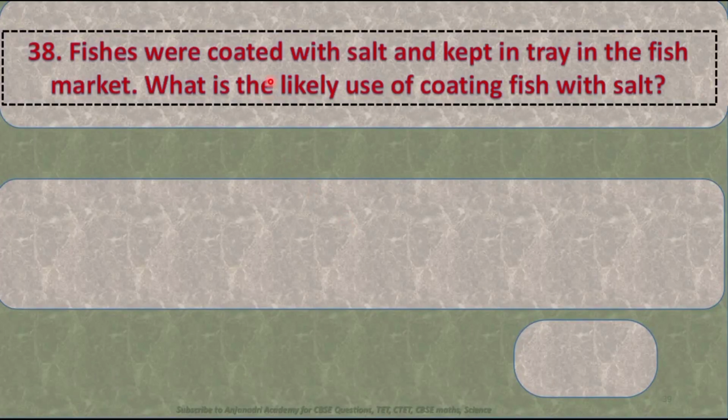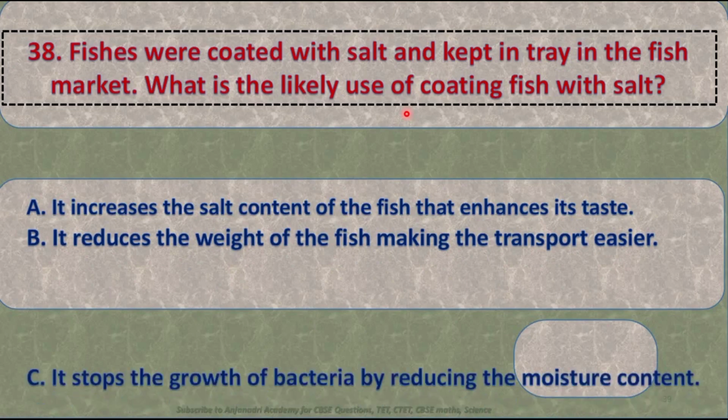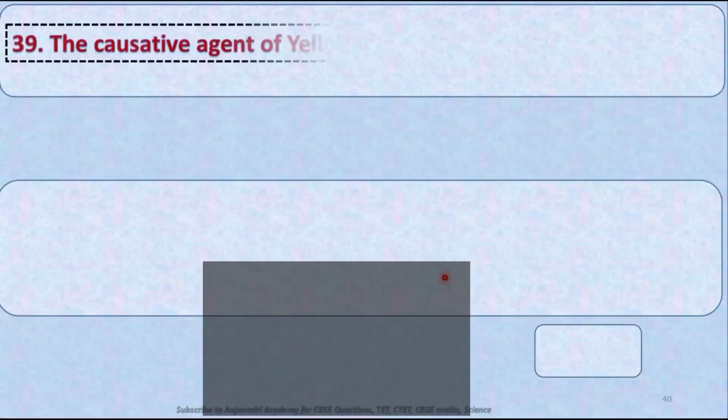The next question is, fishes were coated with salt and kept in a tray in the fish market. What is the likely use of coating fish with salt? Here are the options. It increases the salt content of the fish, that enhances its taste. It reduces the weight of the fish, making the transport easier. It stops the growth of bacteria by reducing the moisture content. Option C is the correct answer.